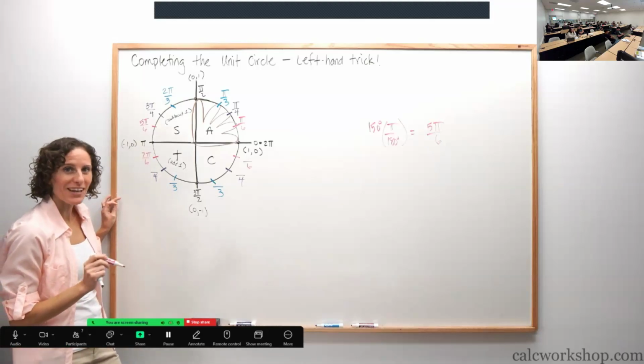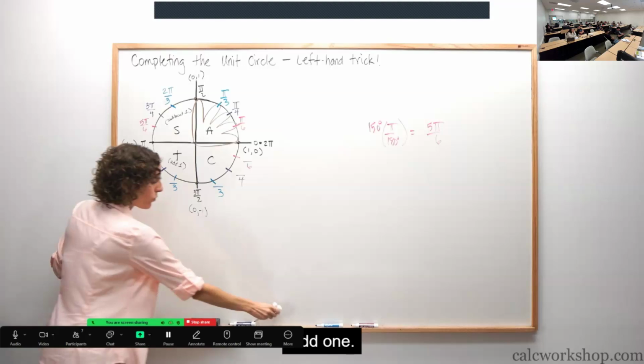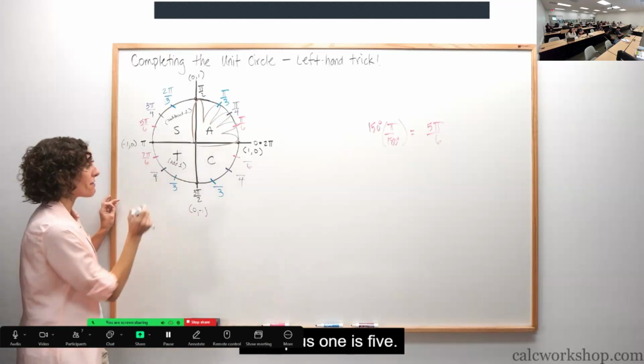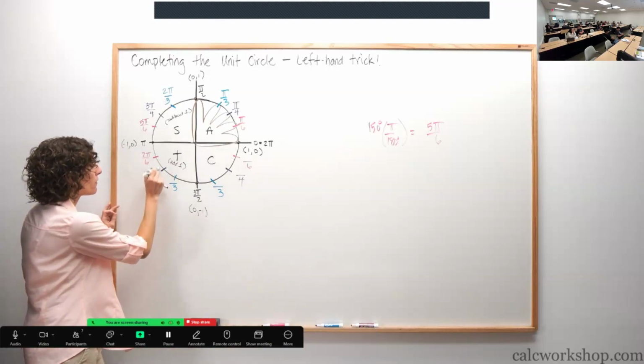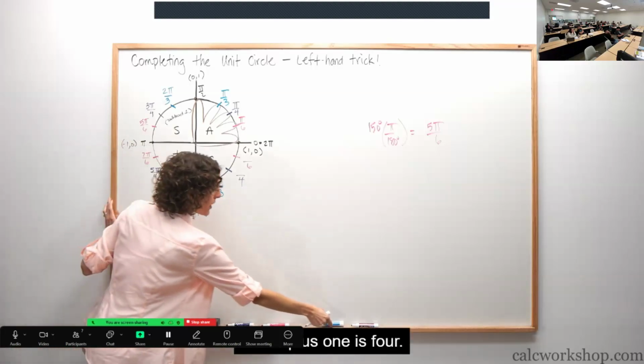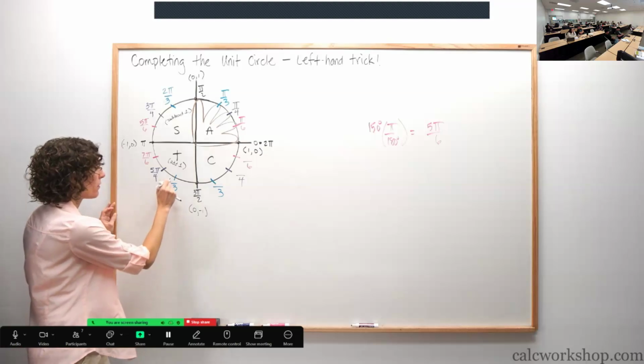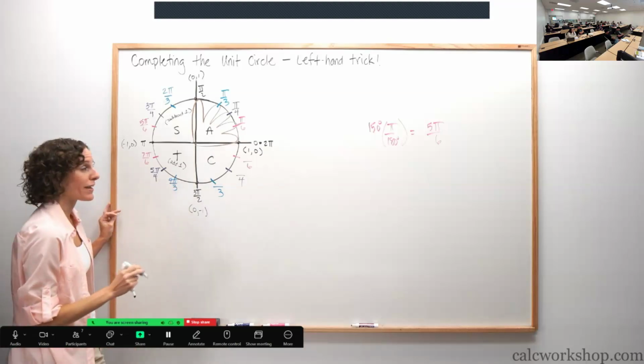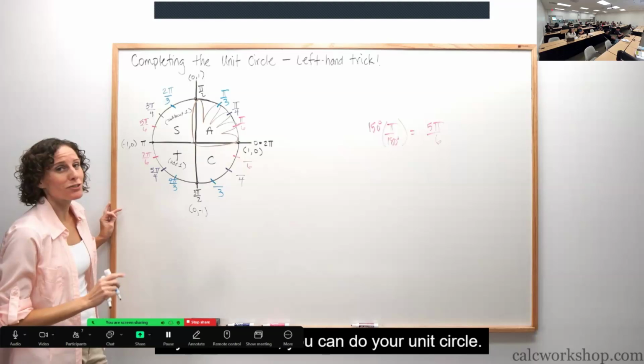7 pi over 6. 4, add 1. 4 plus 1 is 5. 5 pi over 4. 3, add 1. 3 plus 1 is 4. 4 pi over 3. If you can count, you can do your unit circle.